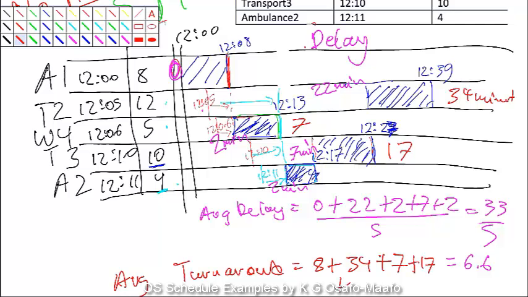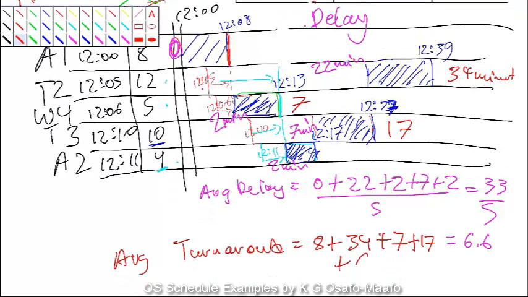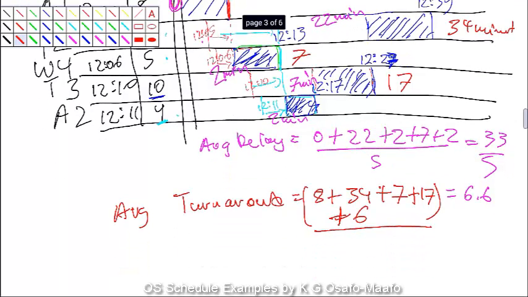And 12:11 till 12:17, that's 6. So all of this, so 8, 34, 7, 17, 6, that's 66 divided by 5. That's 13.2, the average time for turnaround.